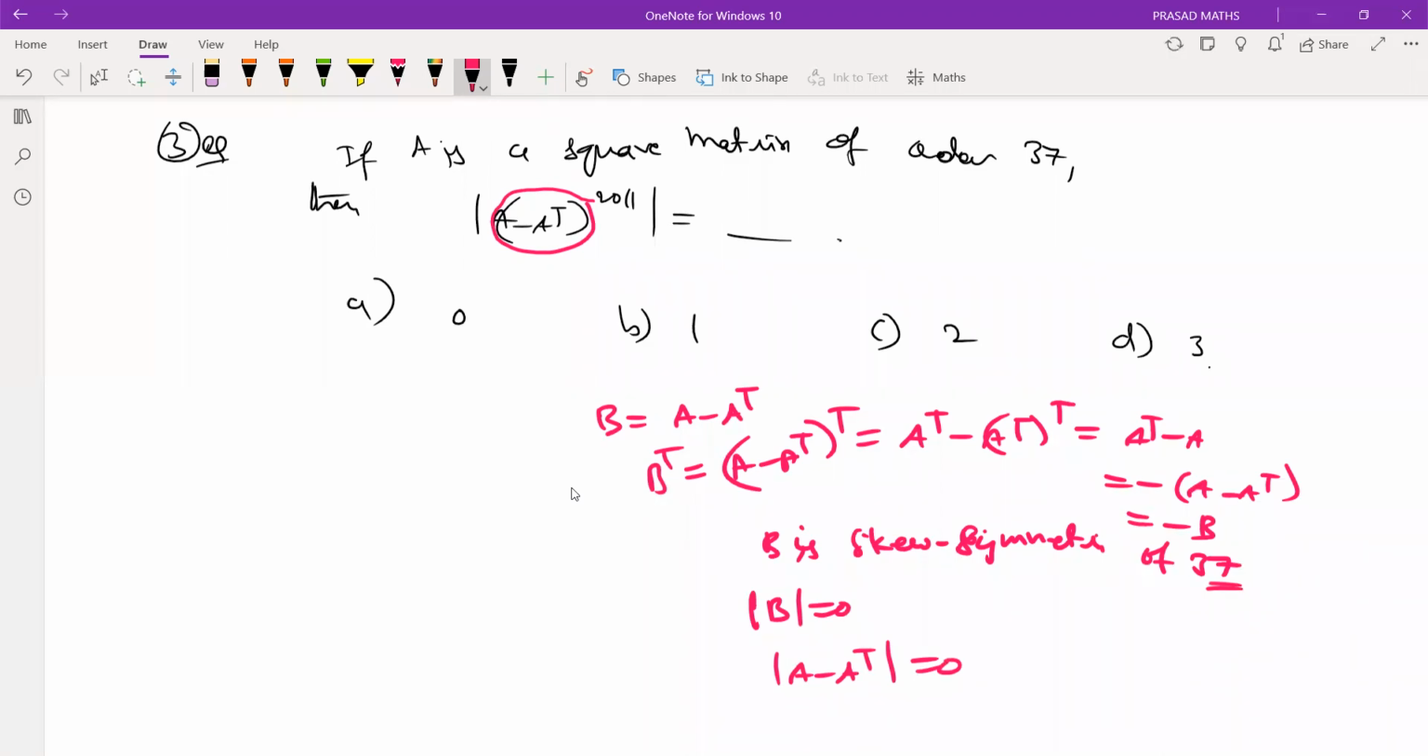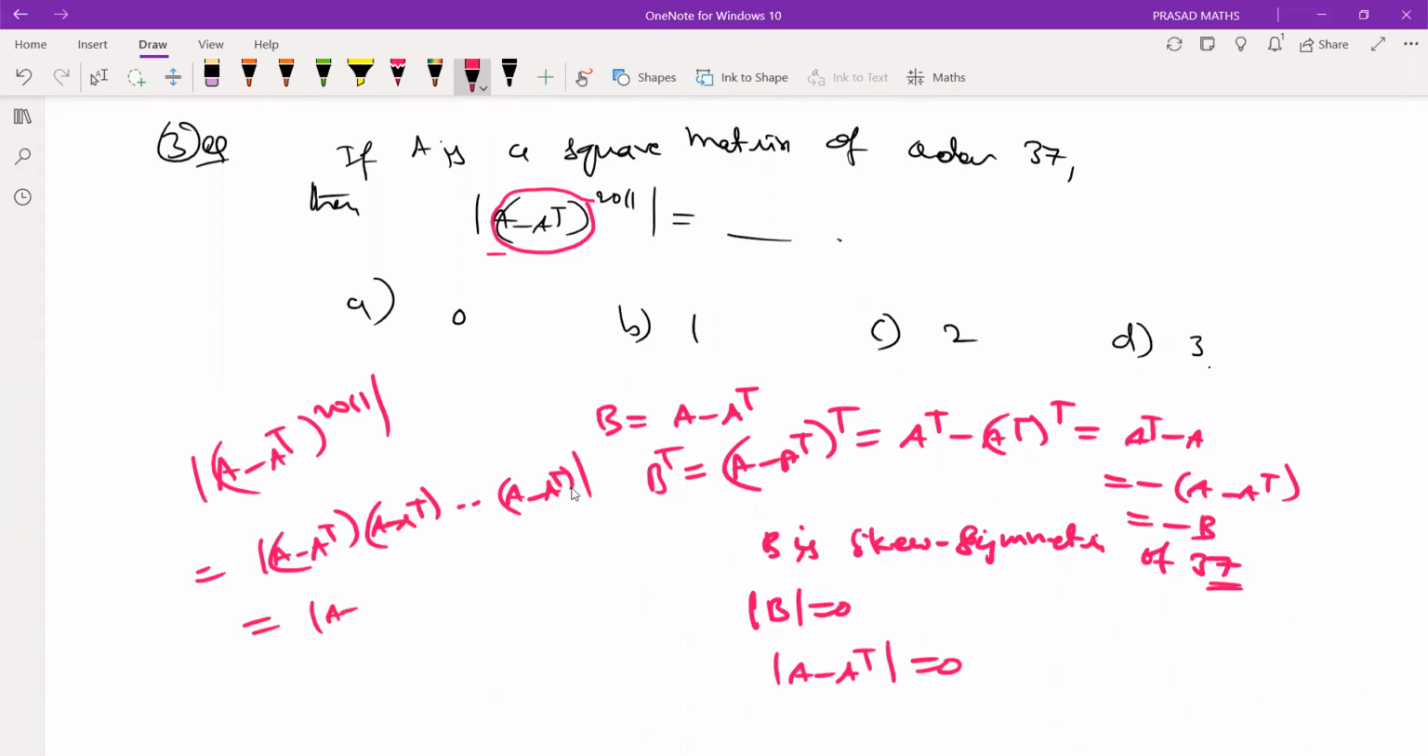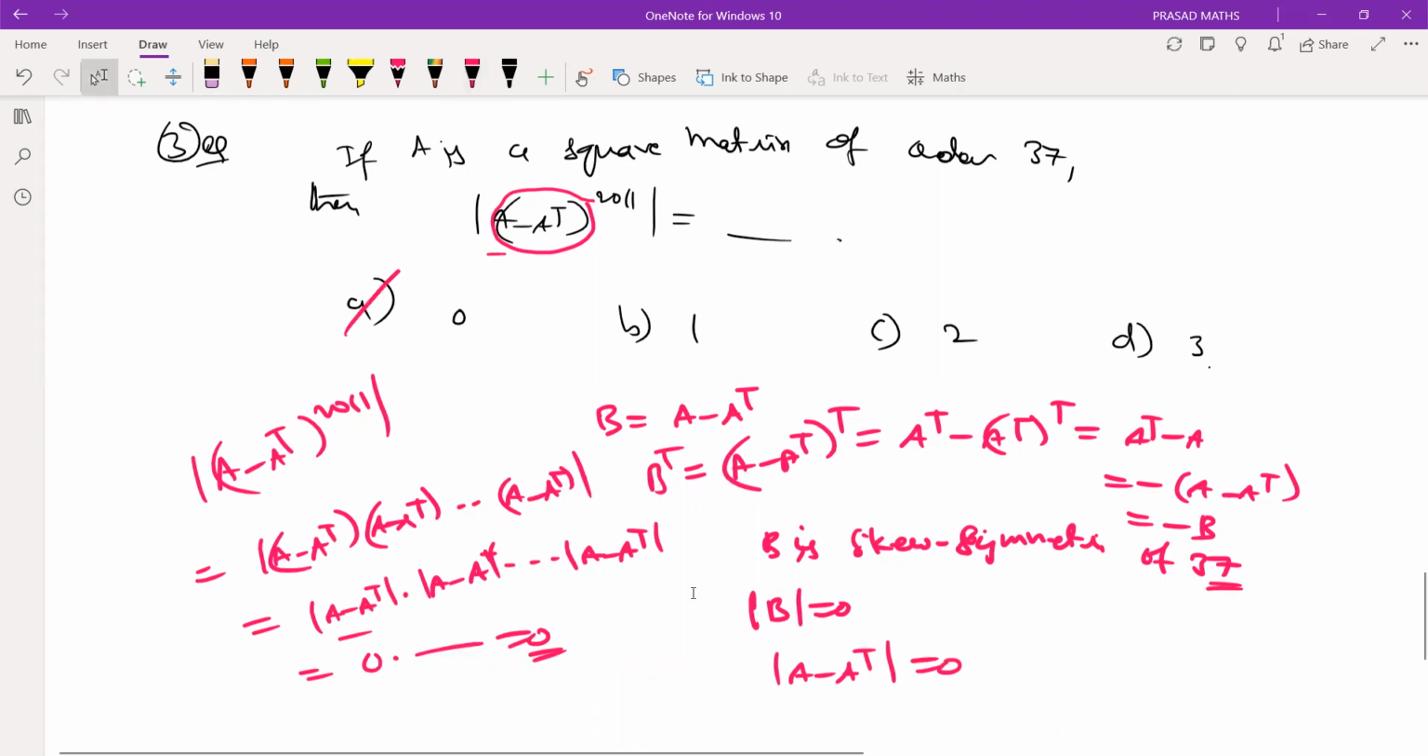That means, the product of this is 0. Therefore, what is this actually? Det of A minus A transpose whole power 2011. That means det of A minus A transpose, A minus A transpose, A minus A transpose up to 2011 times. That means det of AB is equal to det of A into det of B. 2011 times, this is 0. So 0 in something is 0. So that is this 0. Is it clear? Idea of the problem?